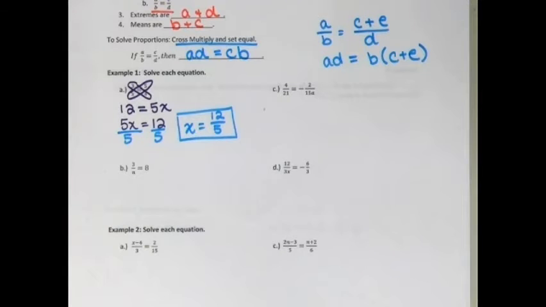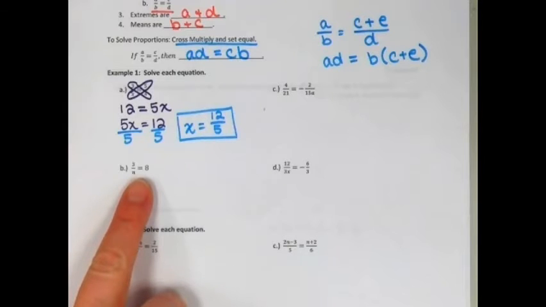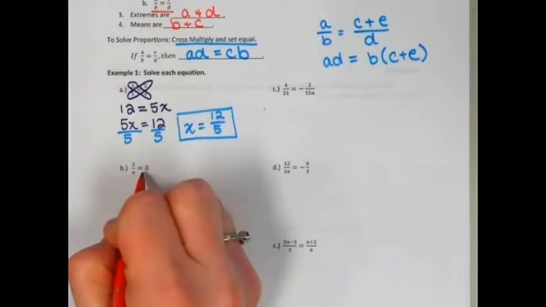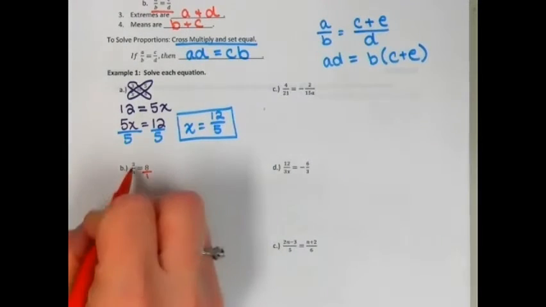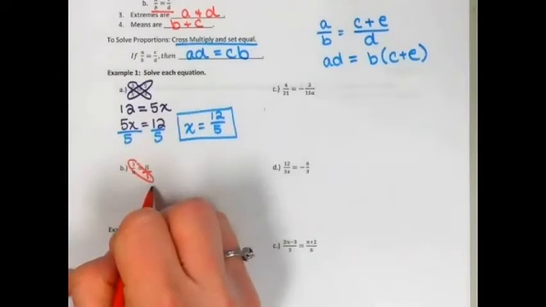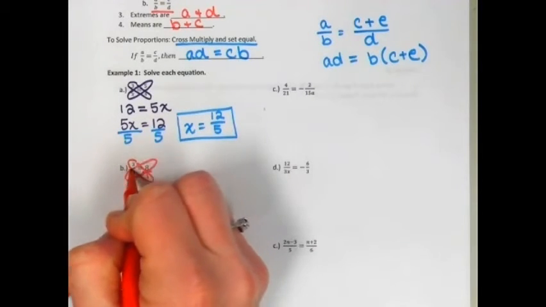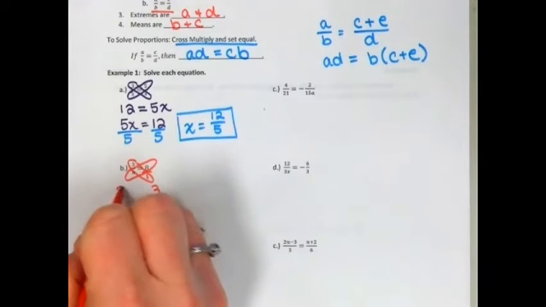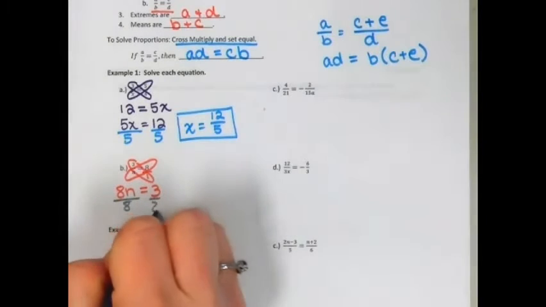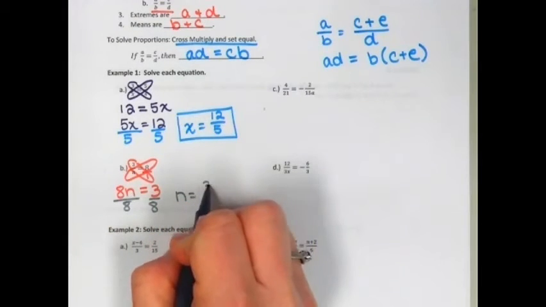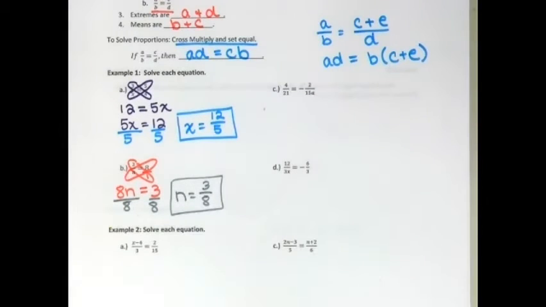Let's go ahead and do B. We have 3 over n equals 8. That's kind of not really a proportion, is it? But really, 8 is the same thing as 8 over what? 1. Now, can we cross multiply? Yeah. So 3 times 1 is 3. 8 times n is 8n. And then set them equal to each other. And now, how do I solve for n? Divide by 8. So n is equal to 3 over 8. There you go.